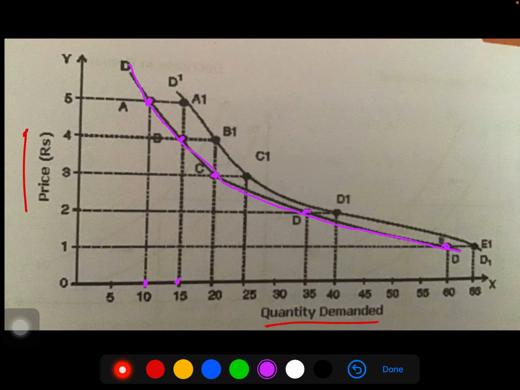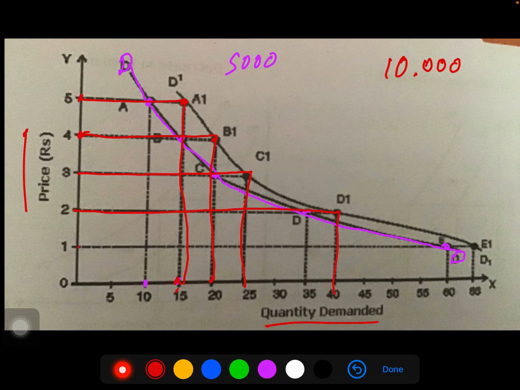This is the actual demand curve. The actual demand curve is called D. Now, this was when income was 5,000 rupees. Now, income got increased. Increased to how much? 10,000 rupees. When income increased, when the price was 5, he demanded 15. You can see here. When the price was 4 rupees, he demanded 20. When the price was 3, he demanded 25. When price was 2, he demanded 40. When price was 1, he demanded 65.